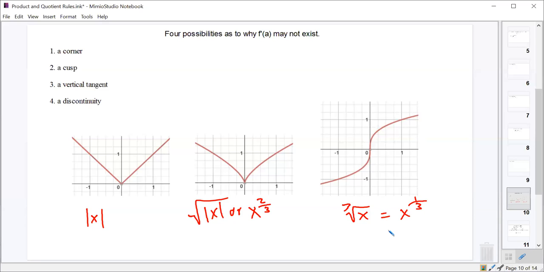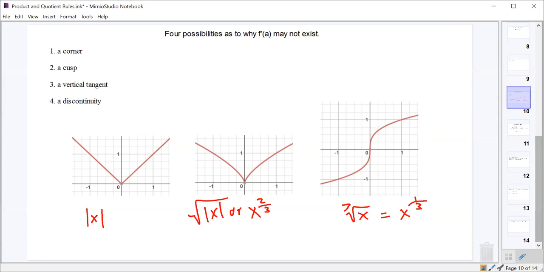So you want to memorize those four reasons why a derivative might not exist. And as we go forward through the year, we're going to look at some of the graphs of functions and ask ourselves, where does the derivative of this particular function not exist? You'll use this information to figure that out. So, good?